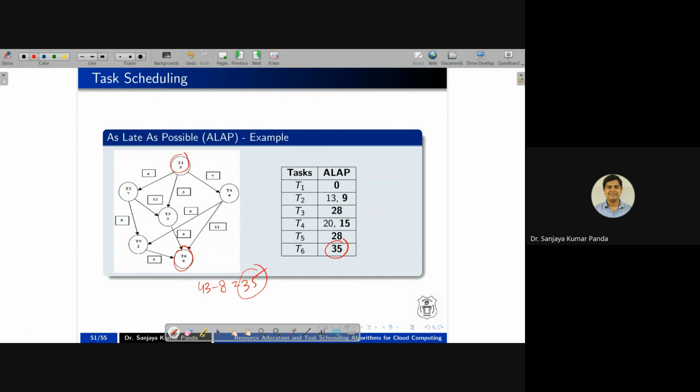But in this case, if there are multiple paths, like here you can see multiple paths, you will choose the minimum one. And the task with the least ALAP is assigned first.